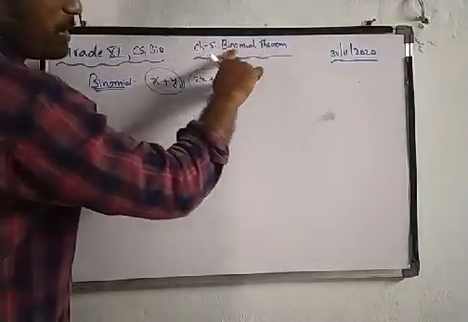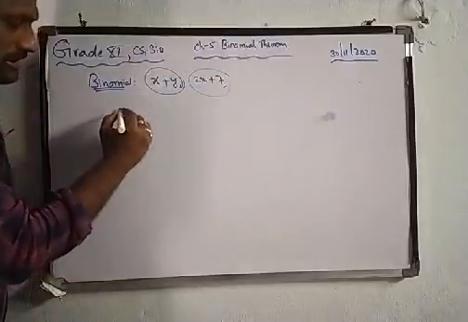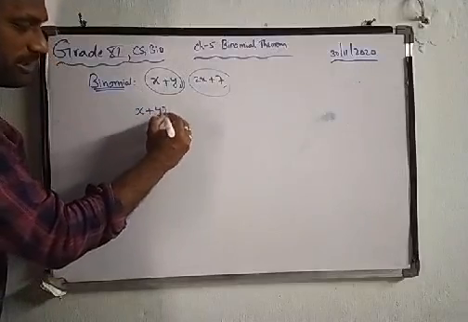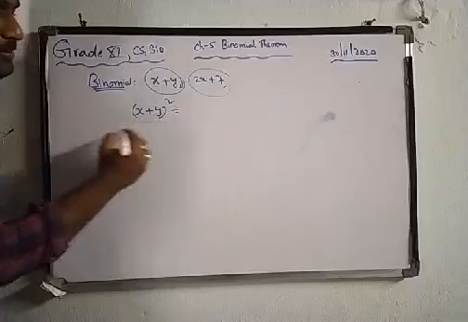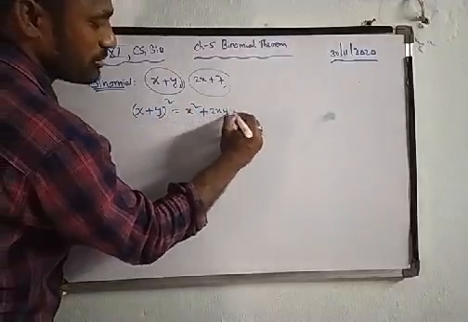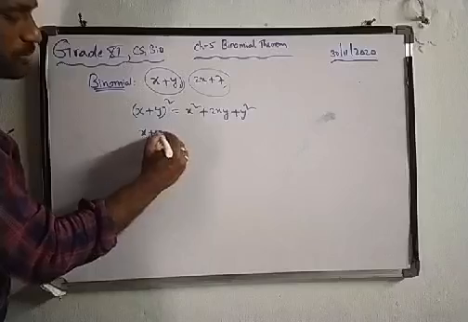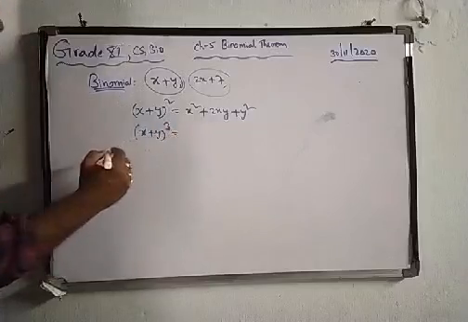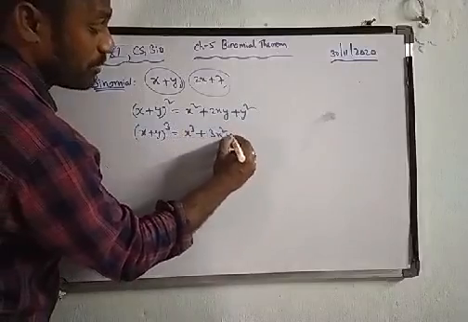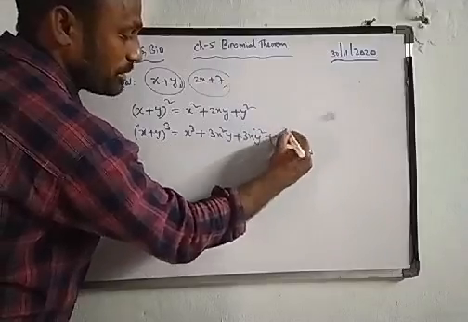Now our chapter name is binomial theorem. In order to understand what the binomial theorem is, let us recall some identities. (x plus y) whole square is given as x square plus 2xy plus y square. Next, (x plus y) whole cube can be written as x cube plus 3x square y plus 3xy square plus y cube.